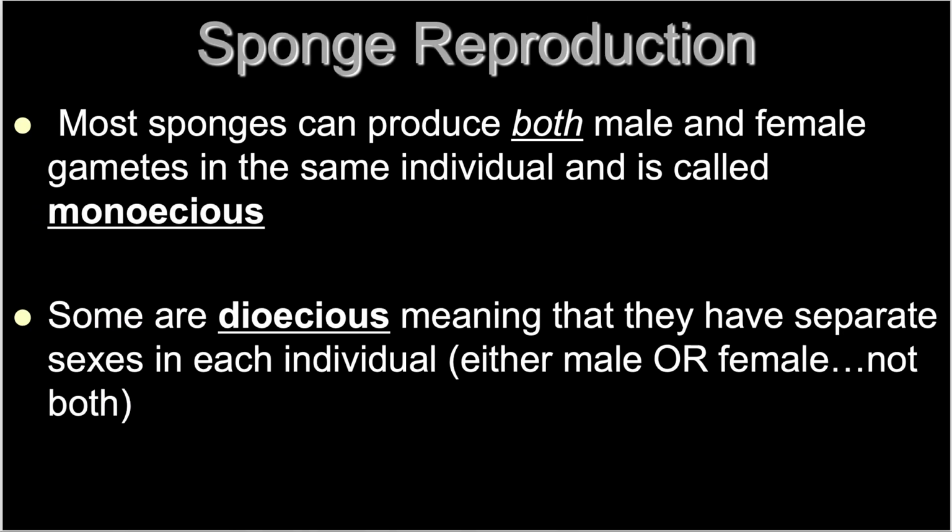Right. So most sponges can produce both male and female gametes in the same individual, and this is called monoecious. So they can produce both eggs and sperm. Right. Some are dioecious, meaning that they have separate sexes in each individual. So they're either male or female. They cannot produce both. All right. So some are going to be able to produce sperm and eggs. Some are going to produce one or the other.